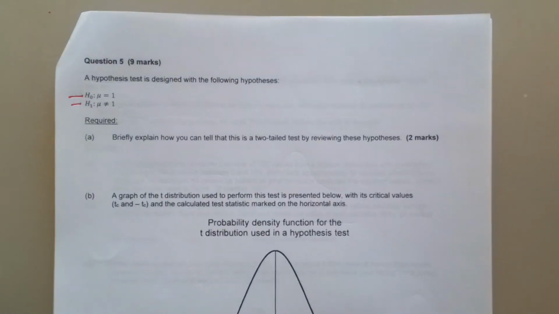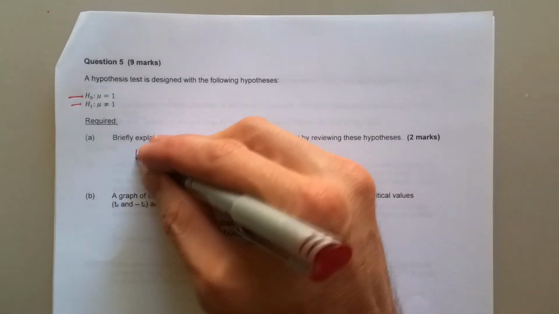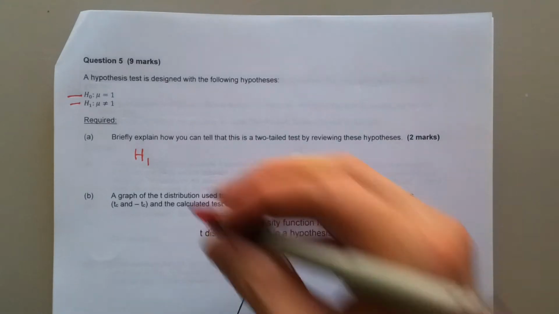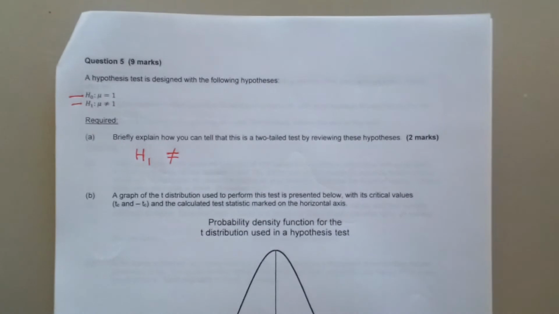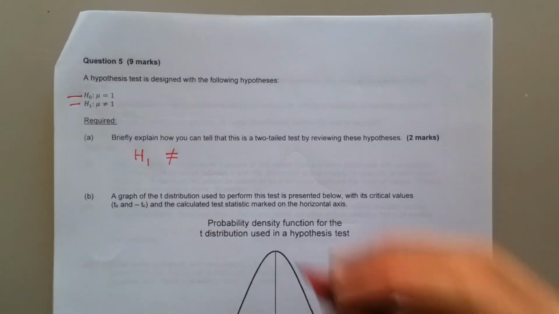And the first question asks, how can you tell that this is a two-tailed test? Well, the answer is by looking at the alternative hypothesis H1, and specifically that it includes the not equals sign. What this is saying is if the null hypothesis is not correct, then it could be that the true population mean is above 1 or below 1. The above or below are effectively the two tails.